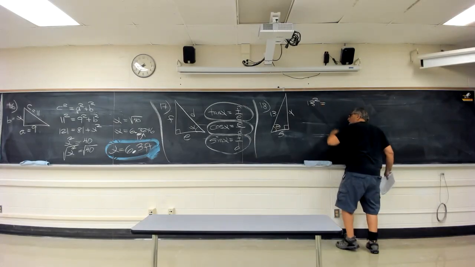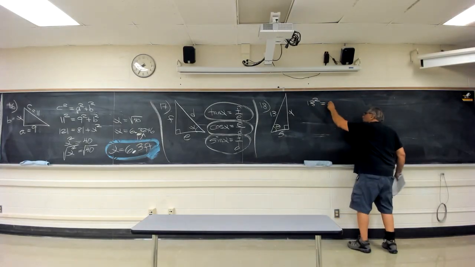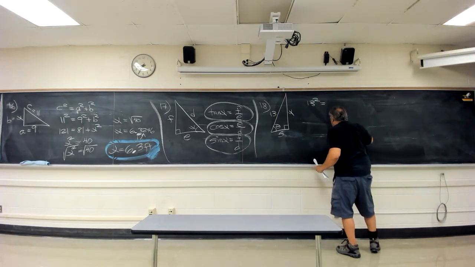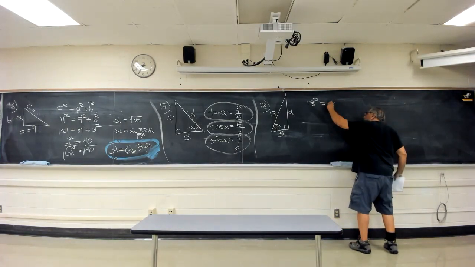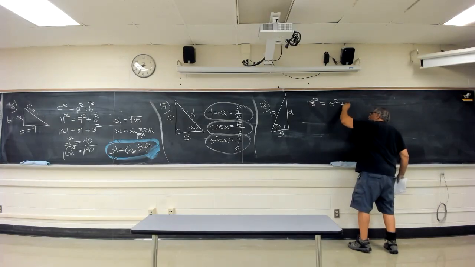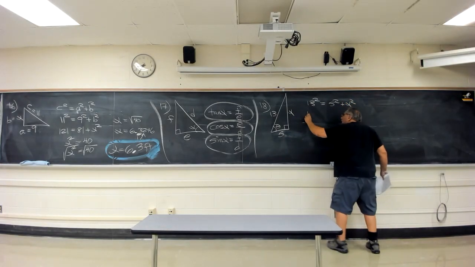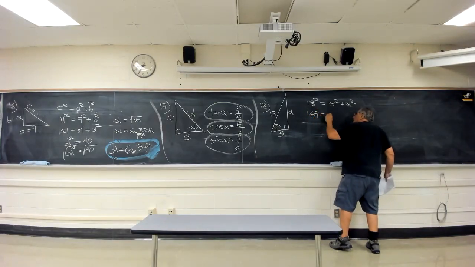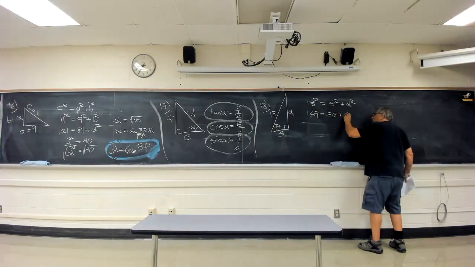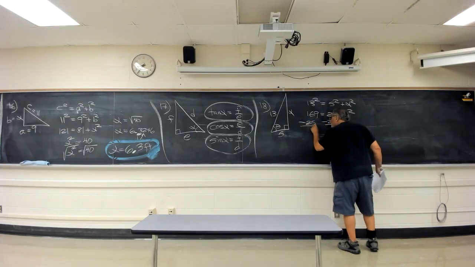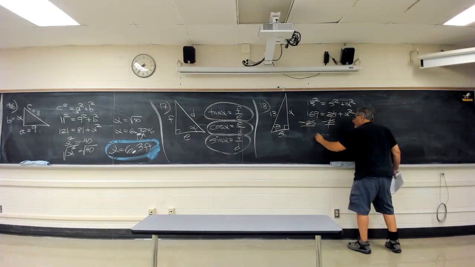C squared equals A squared plus B squared, which is the X squared. So the 5 squared plus the X squared equals 13 squared. This is 169. This is 25. This is X squared. Watch what happens. Subtract 25 on each side.